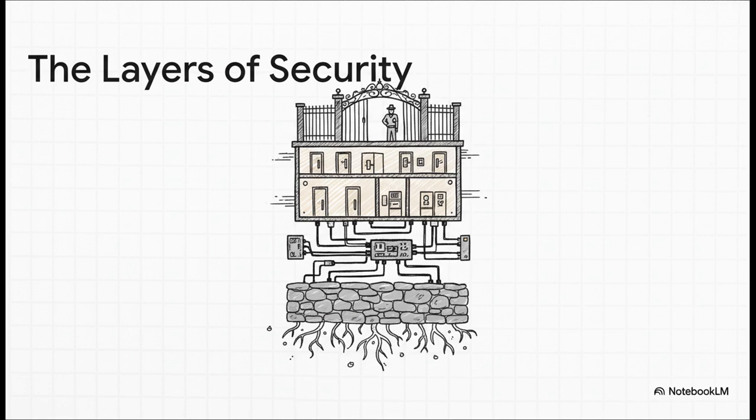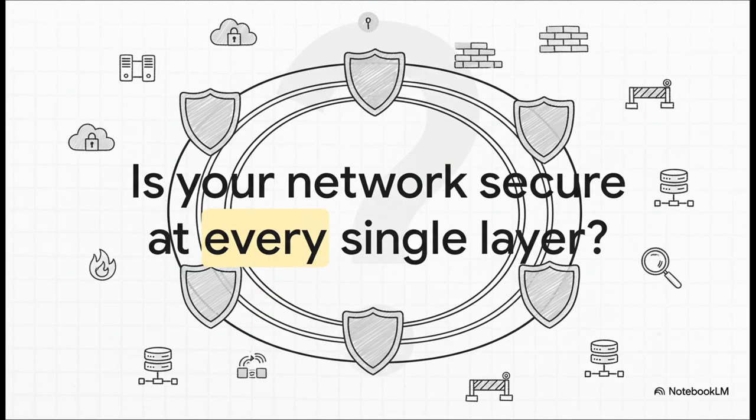A weakness in any one of these layers can put the entire system at risk. The big takeaway here is that defense in depth isn't just some buzzword. It's an absolute necessity. You have to think about security from the top all the way to the bottom. Which leaves us with one last big question. Is your network secure at every single layer?